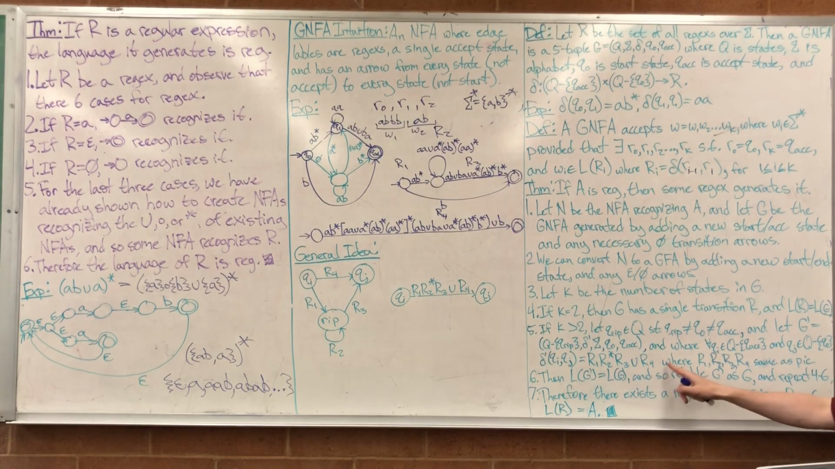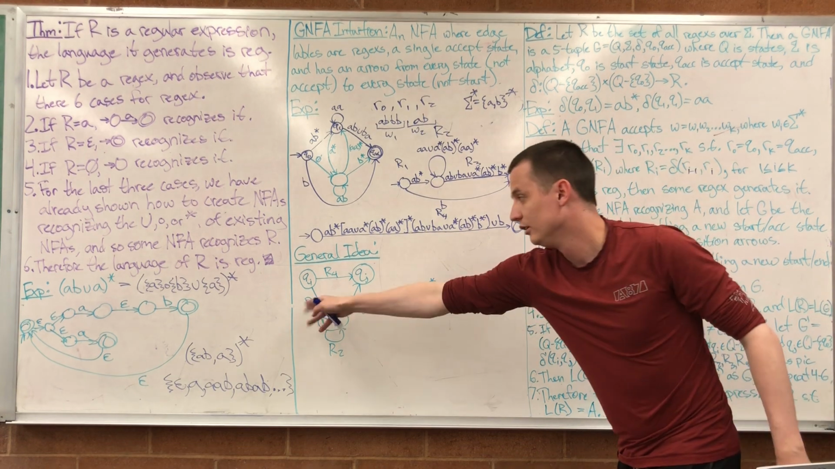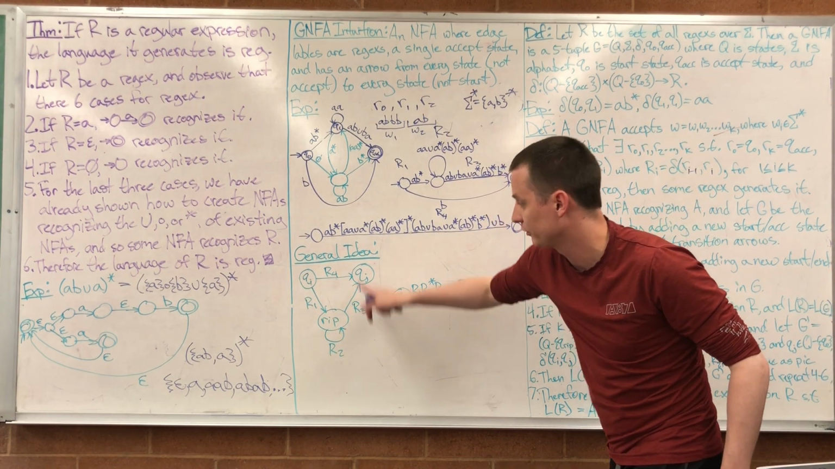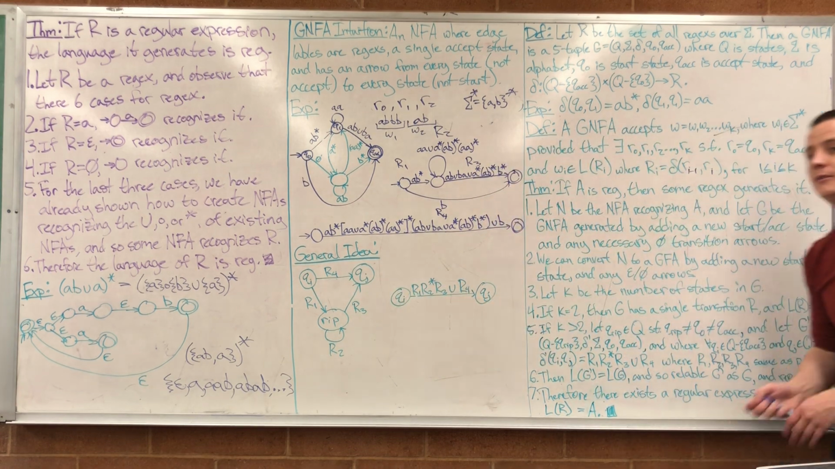Exactly like we said there. Where R1, R2, R3, R4 are the same as I said in the picture here. Where R1 is a transition from that to that, R2 from that to itself, R3 from that to that, R4 from that to that.